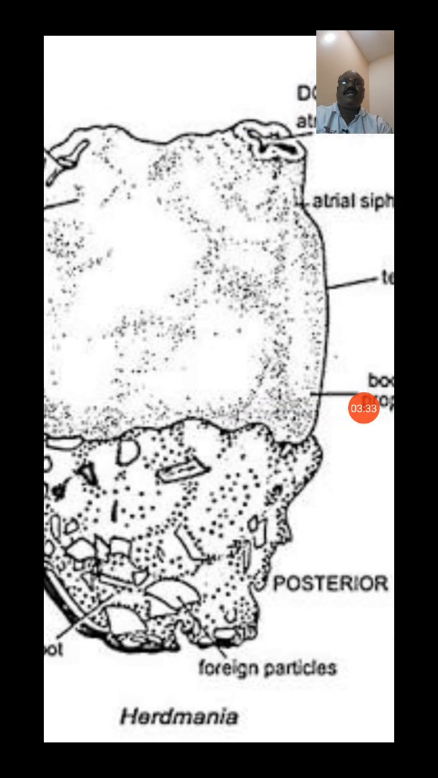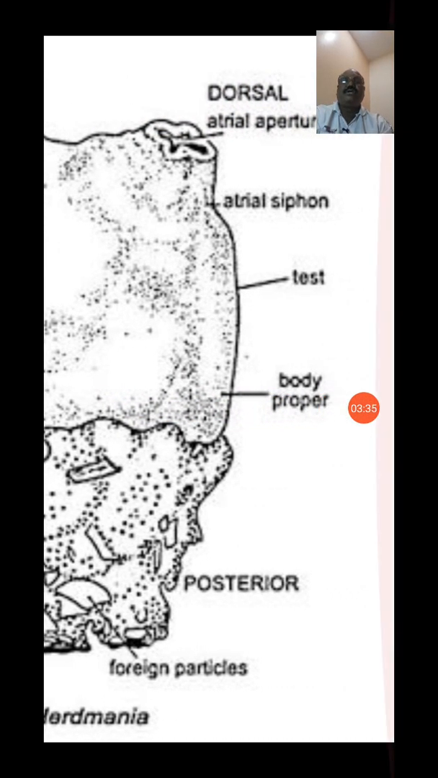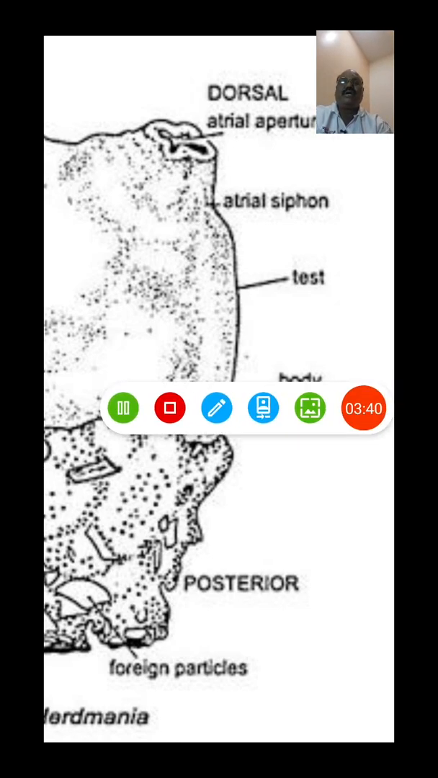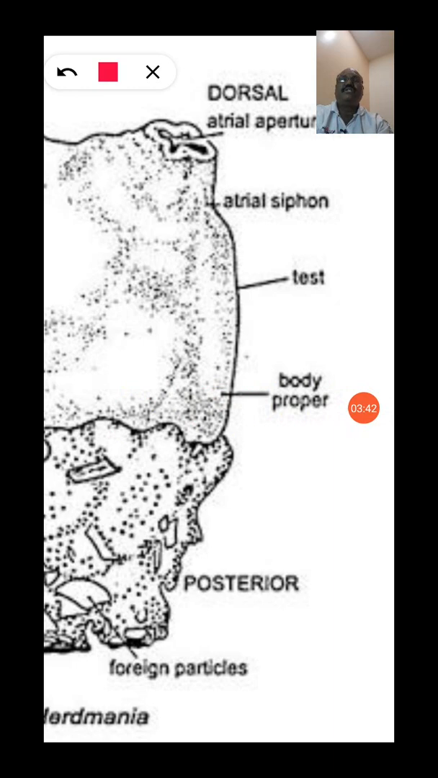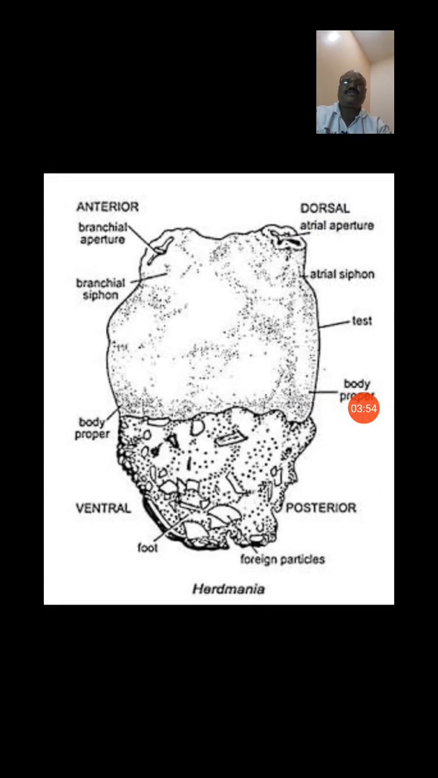Now on the same length you can see the dorsal position of the animal, and at the dorsal position you can see another aperture. This is called the atrial aperture. In this way these two apertures are present in this animal: the anterior branchial aperture and the atrial aperture. And this animal is like a small bag. It is looking like a small bag.